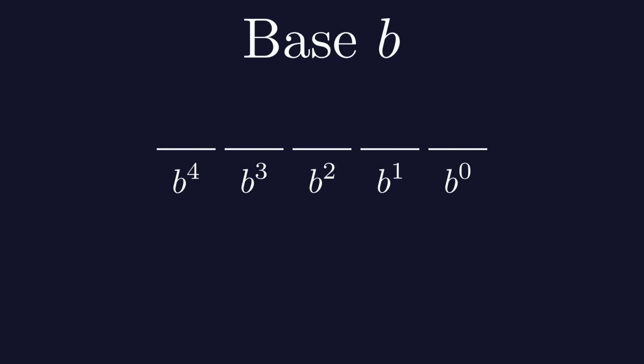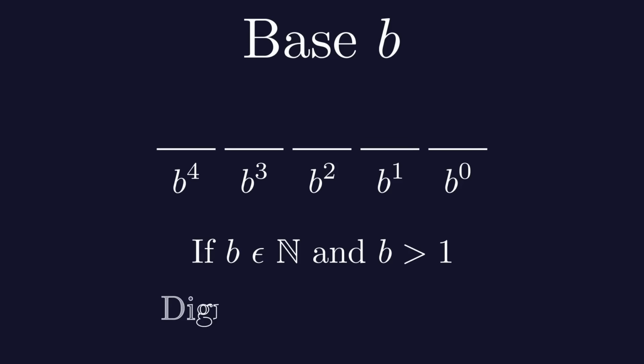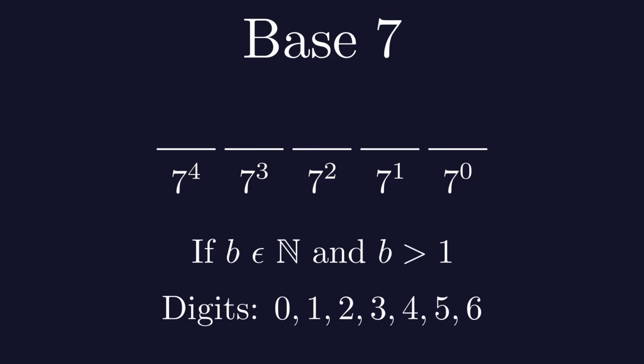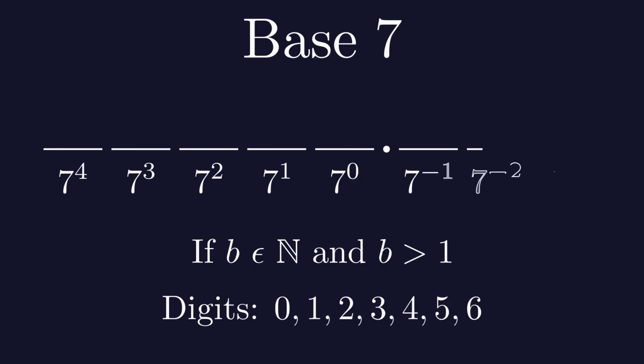In any base b, digits represent different powers of b. And if b is an integer bigger than 1, in base b we use digits from 0 to b-1. So for example, in base 7 we would use digits from 0 to 6 and they would represent different powers of 7. We can also add the decimal point to include negative powers and be able to express fractions. But maybe in this base it should be called a septimal point.